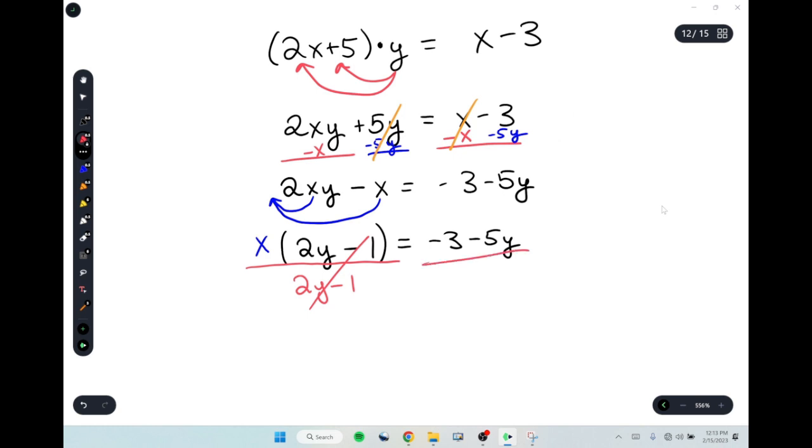Holy smokes. Look at that. X equals negative 3 minus 5y, over 2y minus 1. That's the hard part of this problem, that middle step of just manipulating the math.